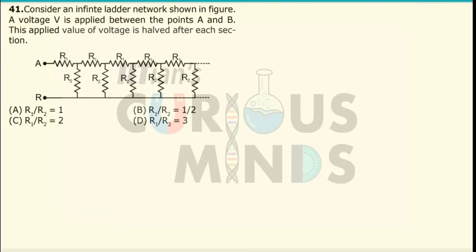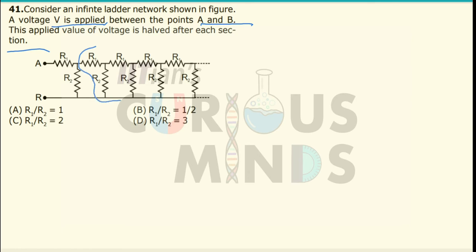Consider an infinite ladder network shown in the figure having a voltage V applied between the points A and B. This applied value of the voltage is halved after each section. So what will be the ratio of R1 to R2? First of all, let me redraw this diagram.